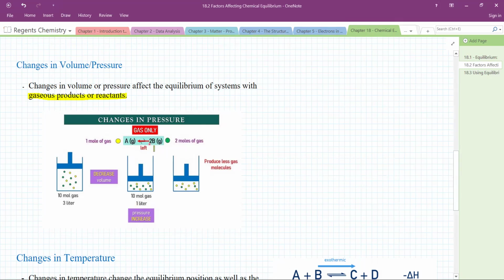And so because my reactant side has only 1 mole of gas and my product side has 2 moles of gas, increasing the pressure will favor the reverse reaction. It will favor the formation of my reactant. And so that's what we see. It says it produces fewer gas molecules, which is what we actually see. So again, when I have a gaseous product, if I increase the pressure, that will favor the formation of fewer gas particles, whichever way, forward or reverse, whichever way produces fewer gas particles.